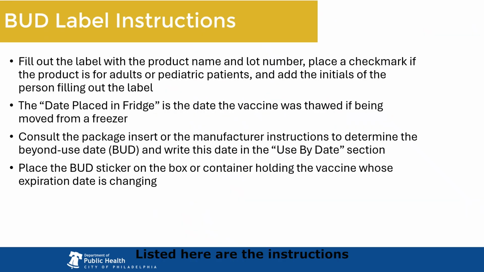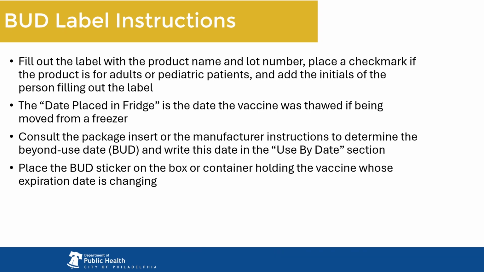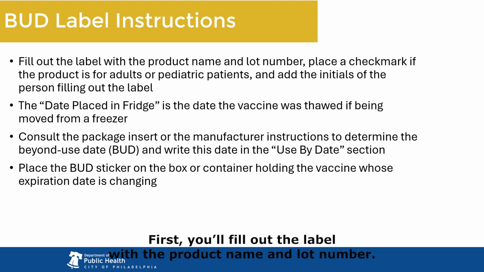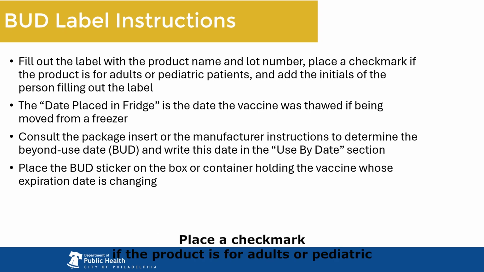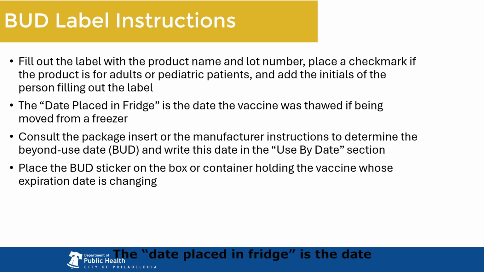Listed here are the instructions on how to use the BUD labels provided by the immunization program. First, you'll fill out the label with the product name and lot number, place a check mark if the product is for adults or pediatric patients, and add the initials of the person filling out the label. The date placed in fridge is the date the vaccine was thawed if being moved from a freezer.